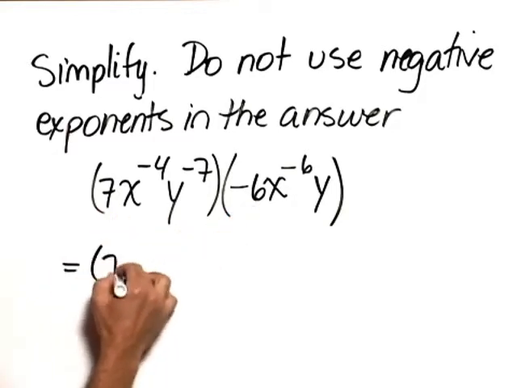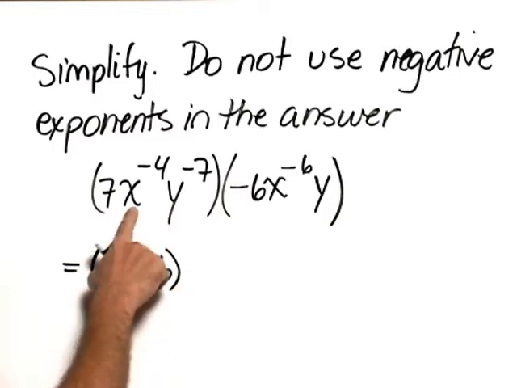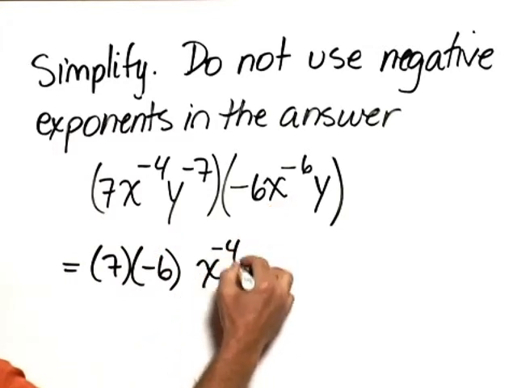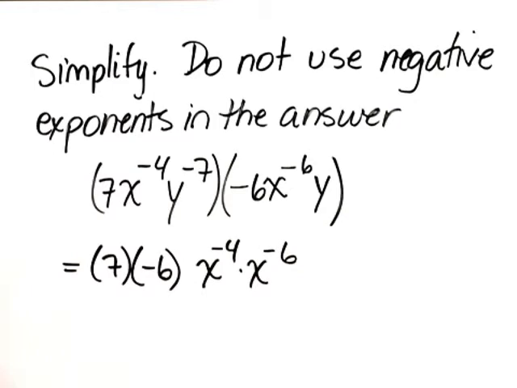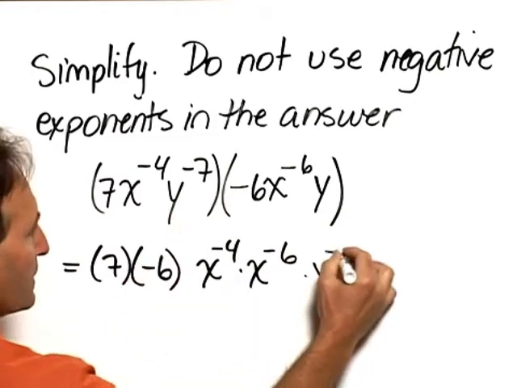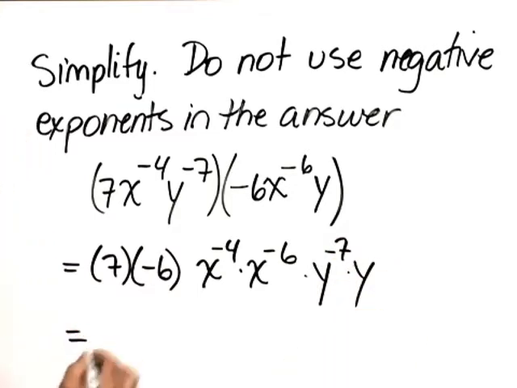So we have 7 times negative 6. Then we multiply the x factors together. So x to the negative 4 times x to the negative 6. And then finally multiply the y's together, y to the negative 7 times y to the first.